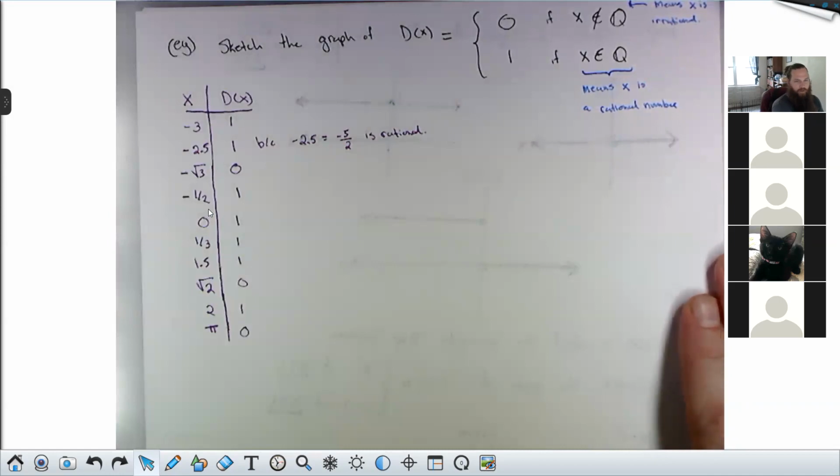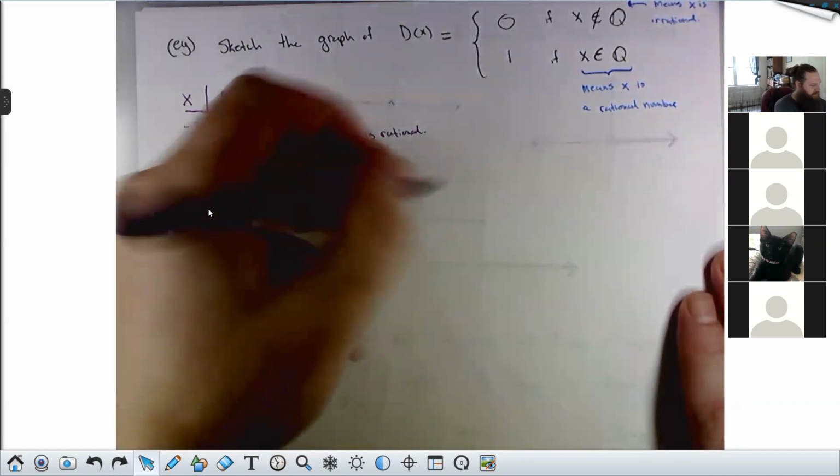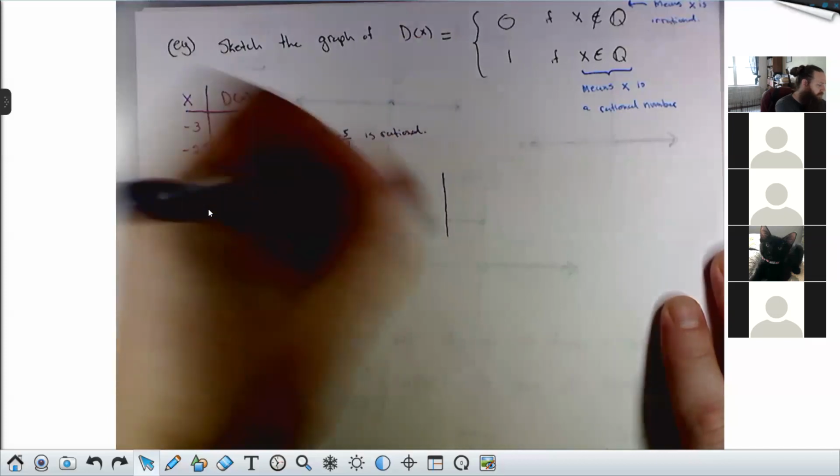Yeah, so this is a strange function. Let's sketch the graph. Let's plot these points at least.